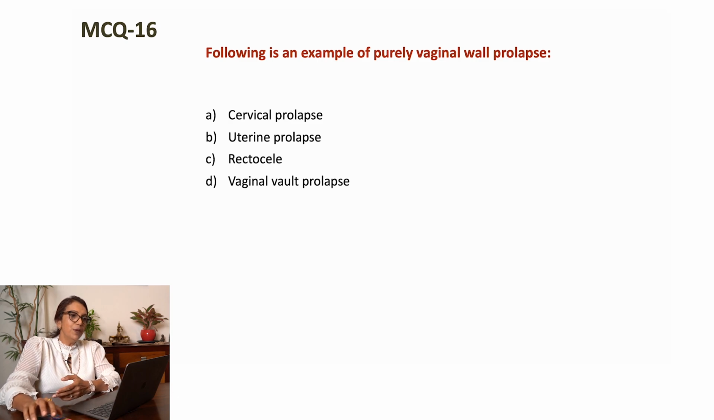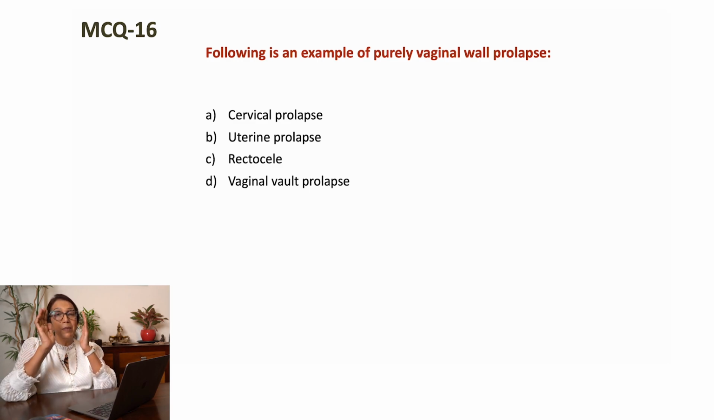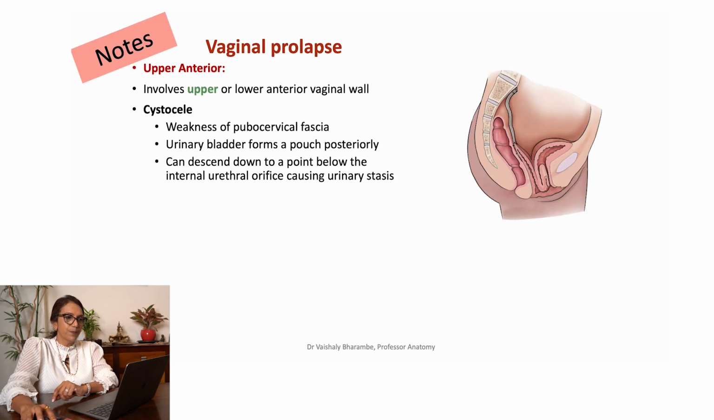So, MCQ 16. Following is an example of purely vaginal wall prolapse: cervical prolapse, uterine prolapse, rectocele, vaginal vault prolapse. Now let's accept the fact that all of us do not remember prolapse and various terminologies in it in detail. So let's quickly run through some notes.